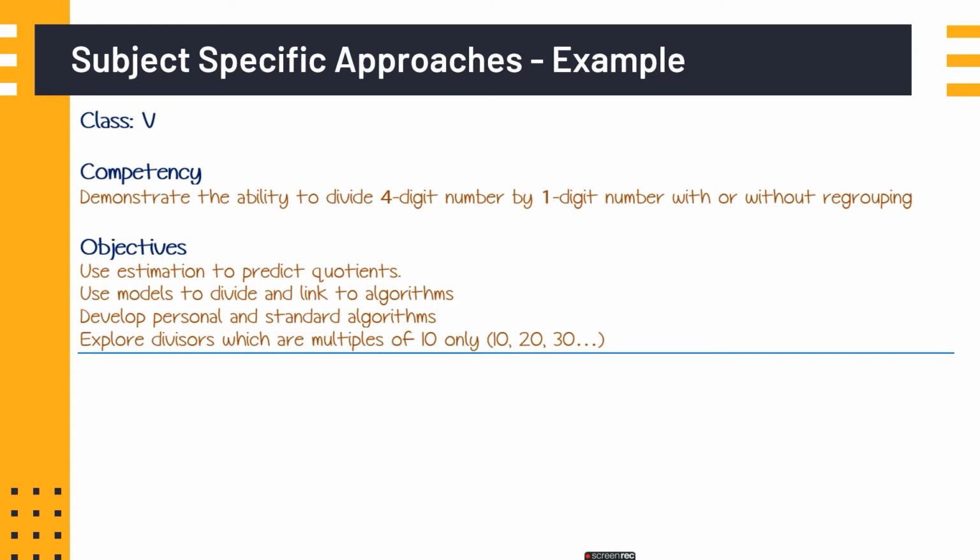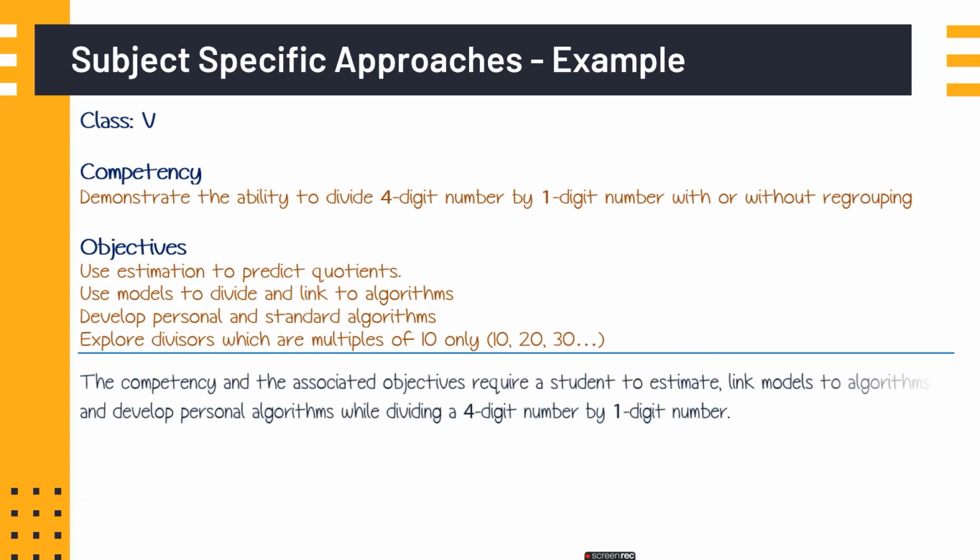And the objectives that contribute towards achieving this particular competency are: use estimation to predict quotients, use models to divide and link to algorithms, develop personal and standard algorithms, and then explore divisors which are multiples of 10 only, 10, 20, 30, etc. This competency and the objectives are taken from the framework which is there in the instructional guide also. As we can see, the competency and the associated objectives require a student to estimate, link models to algorithms, and develop personal algorithms while dividing a 4-digit number by a 1-digit number.